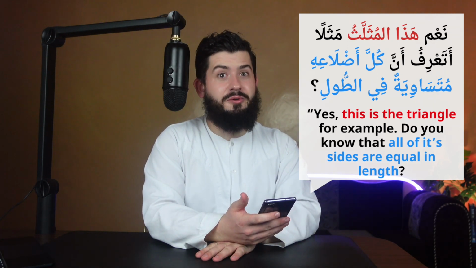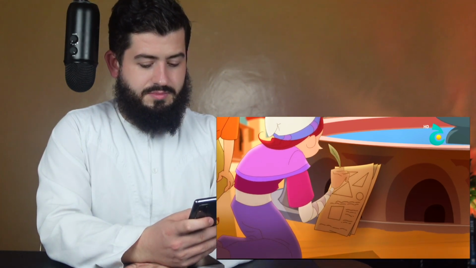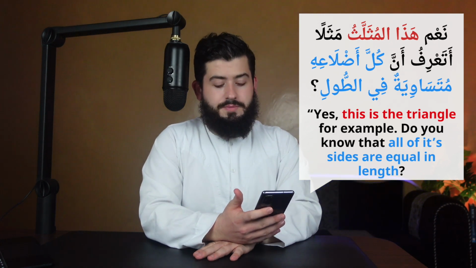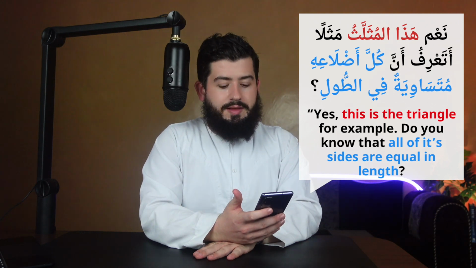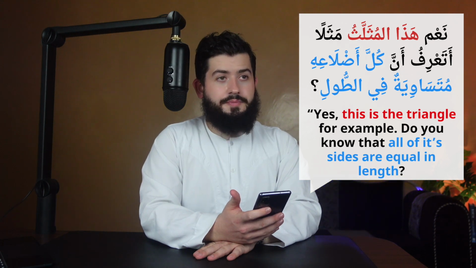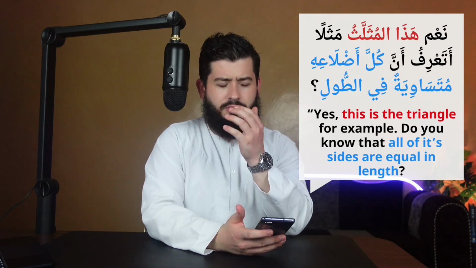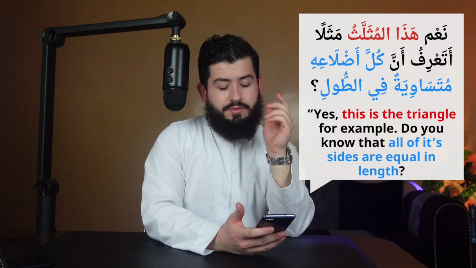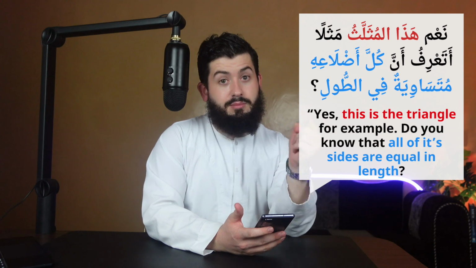نعم هذا المثلث مثلا. أتعرف أن كل أضلاعه متساوية في الطول؟ أتعرف, the أ at the beginning is because it's a question. تعرف, you know, أن كل أضلاعه. So do you know that all, أضلاع, I believe أضلاع is the plural of ضلع. I think it's just like that. Don't quote me on that, that's just off the top of my head. But أضلاع meaning sides, right? أضلاعه, there's a ha at the end, as in its, as in the مثلث.